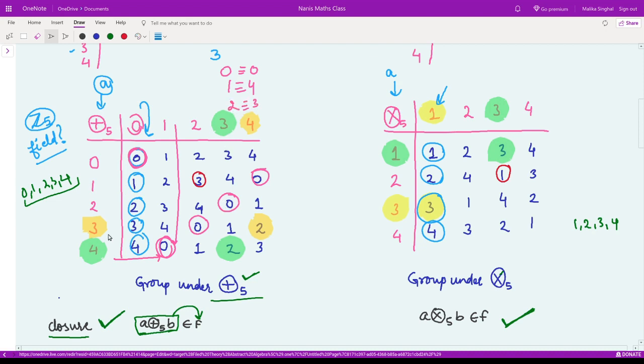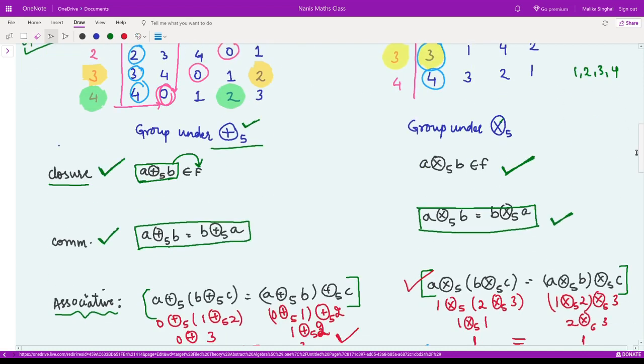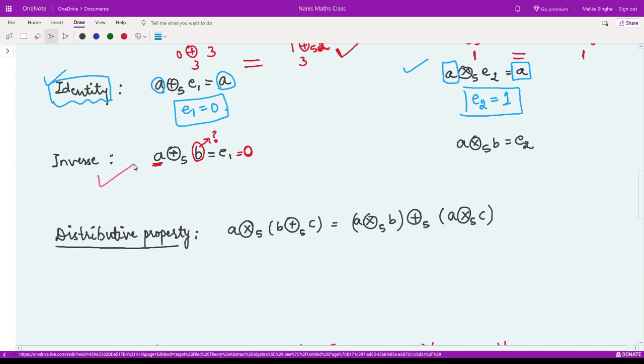Then what is the inverse of 3? The inverse of 3 is 2. And what is the inverse of 4? The inverse of 4 is 1. So we have inverses for all the elements. Therefore, the inverses exist in this case.